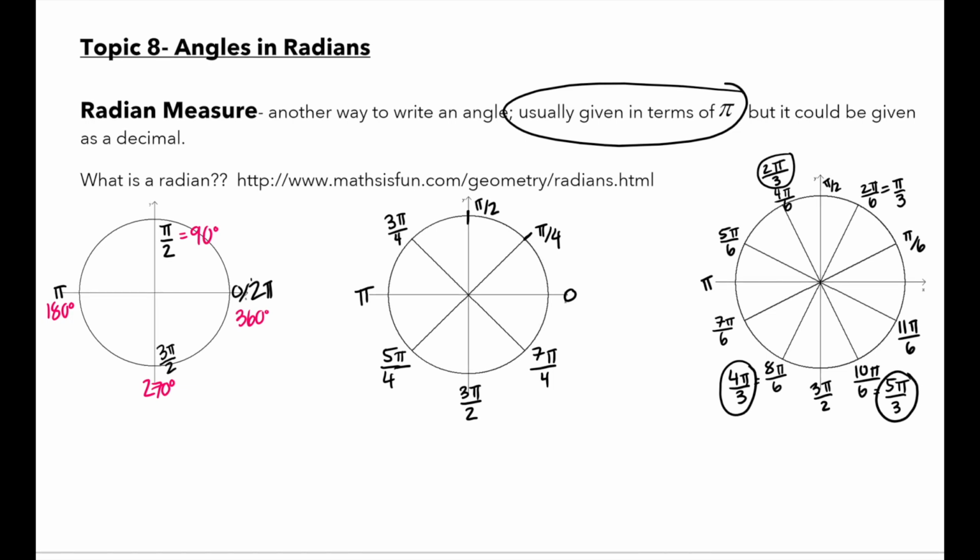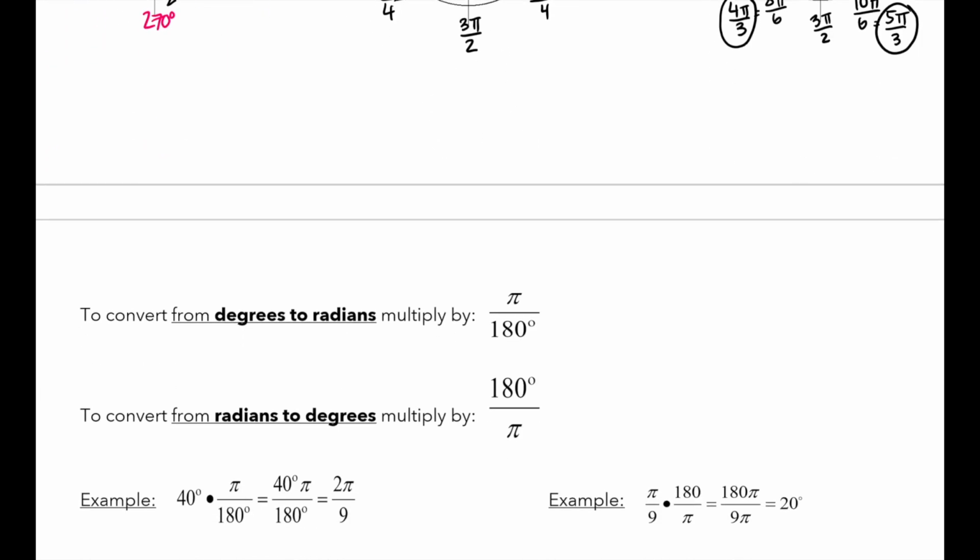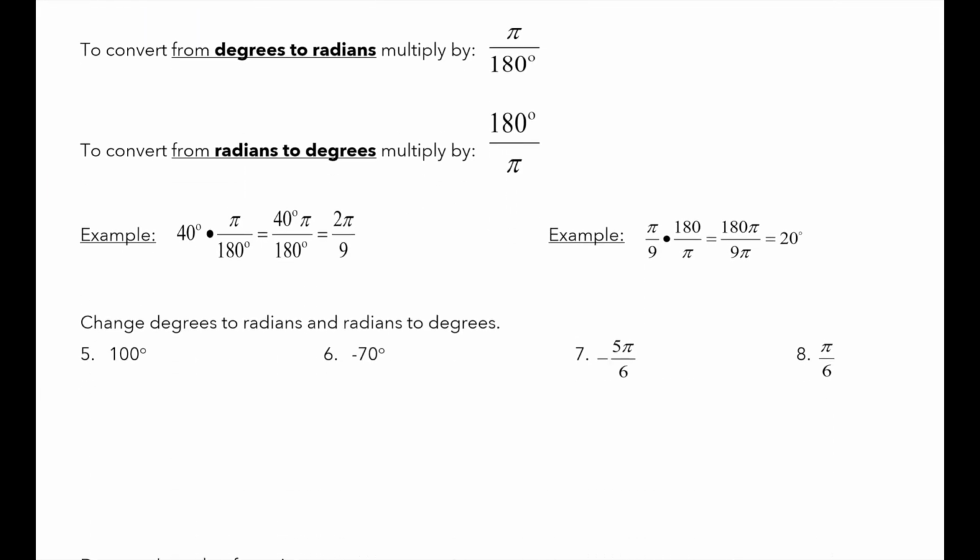Eventually, you will most likely memorize them. If you don't want to memorize them quite yet, you can convert. Now we know that pi radians is equal to 180 degrees. So we use that as a ratio to convert from radians to degrees or degrees to radians. If I have 40 degrees, I want to get rid of the degree symbol and bring pi in. So I would multiply by pi, but divide by 180. And then you'd simplify. 40 divided by 180 simplifies to 2/9, and then I have pi.